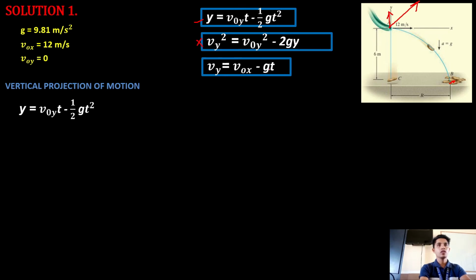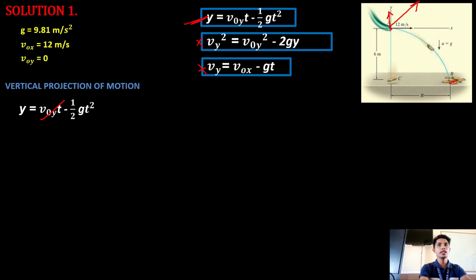Then ito, ang kukunin natin ay time. Wala rin tayong final velocity, so wala rin ito. So ito ang pinakamadaling solution. So y is equal to initial velocity along y times t minus 1 half g t squared. Along y is 0 yan, diba? Wala na ito. So magiging y ay pababa, so negative 6.